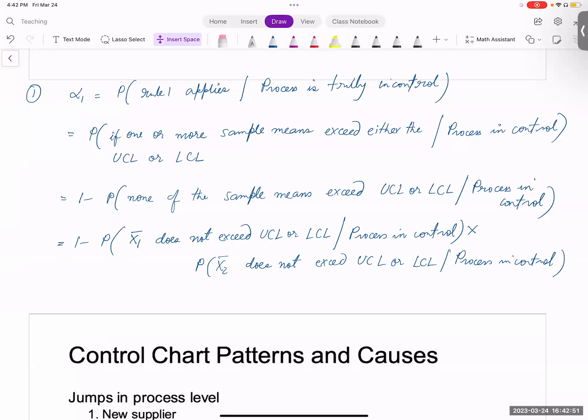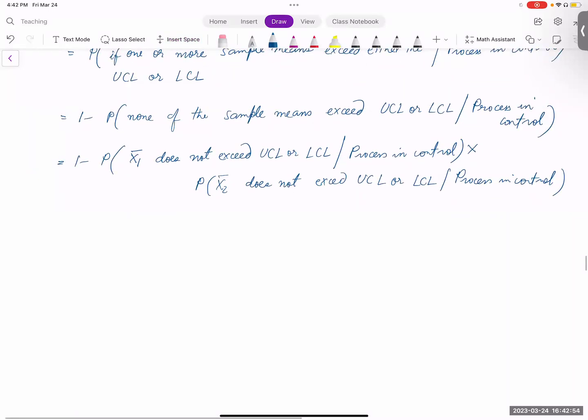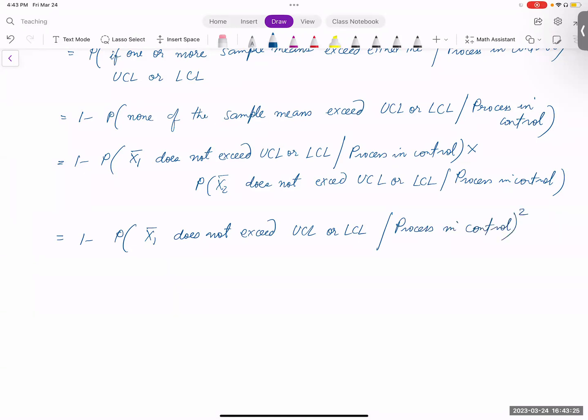Okay, now we can simplify this a little bit. X1 bar and X2 bar are identically distributed. They have the same distribution. Both of them follow a normal distribution with some mean and some variance. So I can say that this is equal to 1 minus the probability X1 bar does not exceed UCL or LCL given the process is in control, raised to the power 2 because it's the same probability, right? And now we're pretty much done.